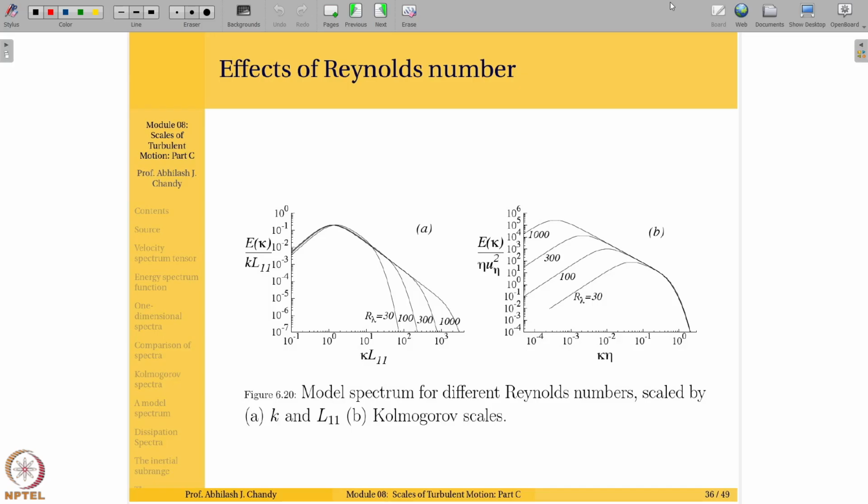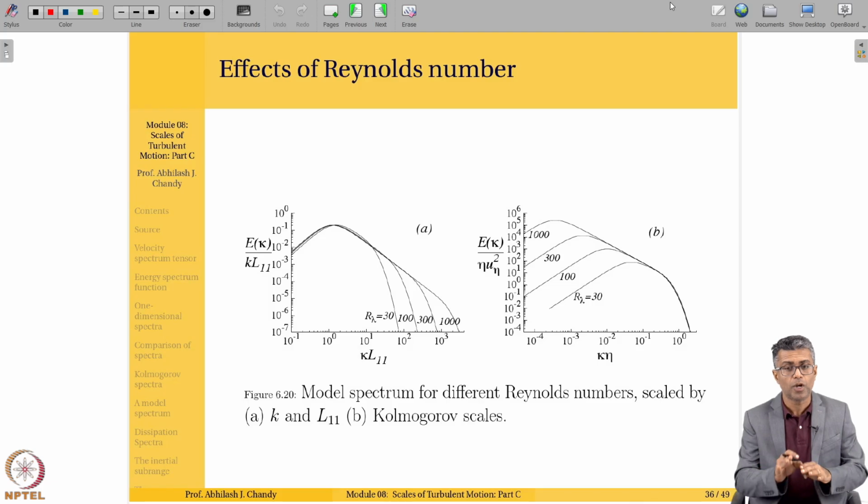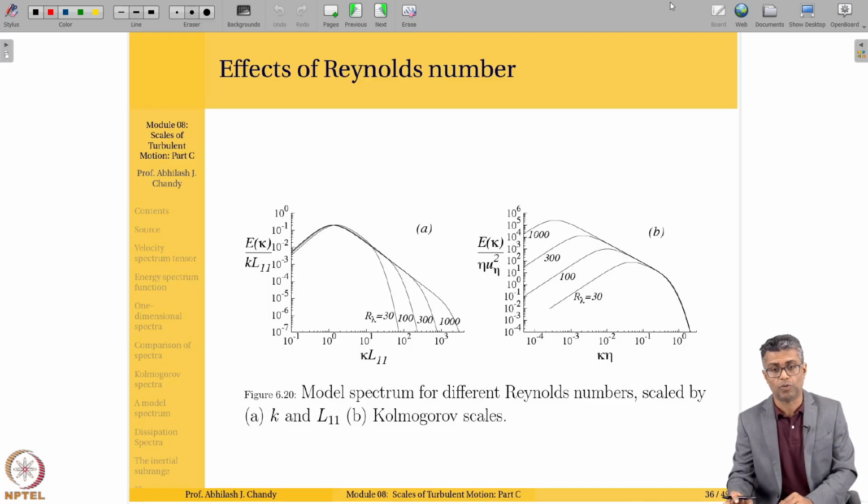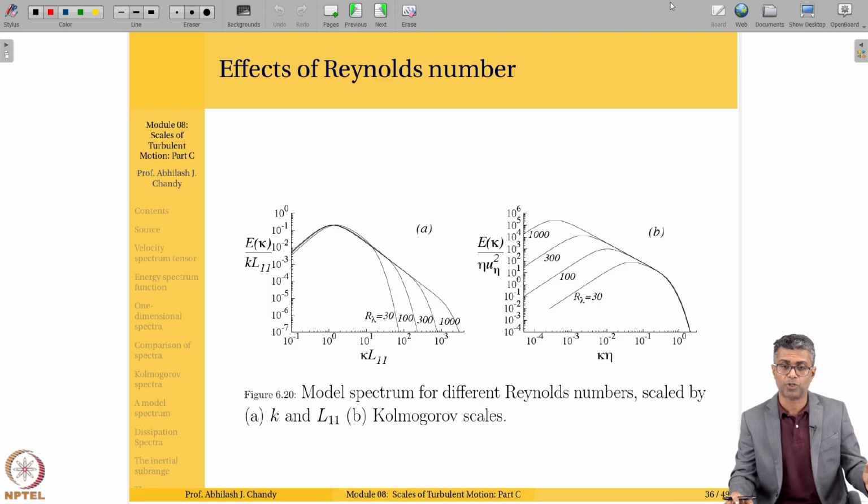But right now, next we are going to look at the effect of Reynolds number on the model spectra. Here, no experimental data are shown, only the model spectra, at 4 different Reynolds numbers: 30, 100, 300 and 1000. These lines represent the model spectra that we had shown earlier. That spectra is analytically calculated for 4 different Reynolds numbers and plotted.